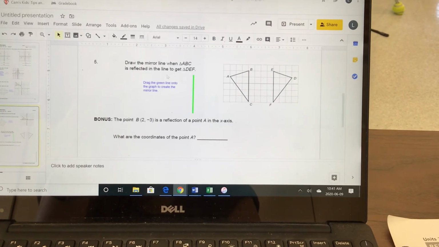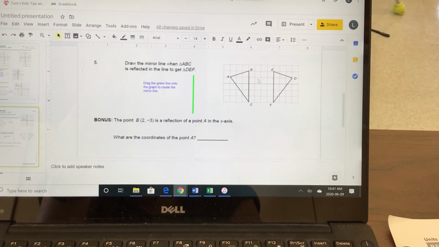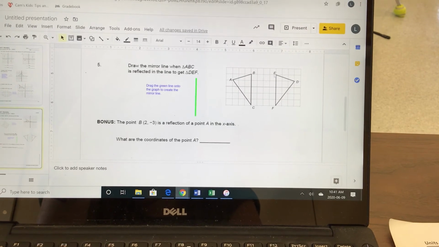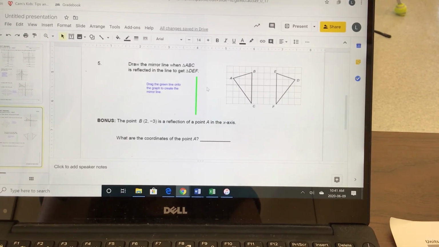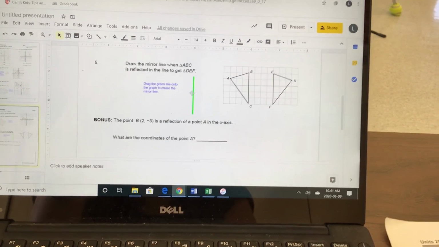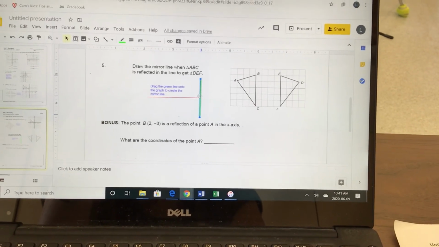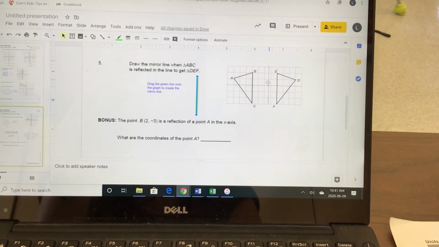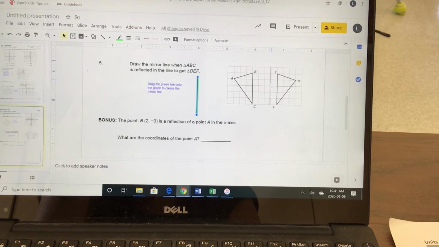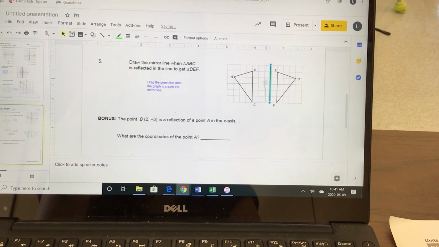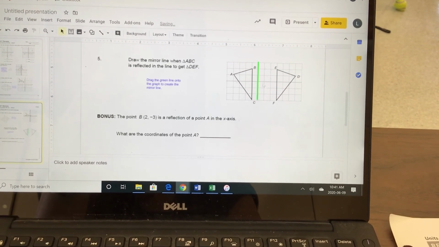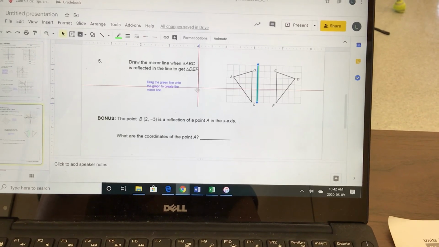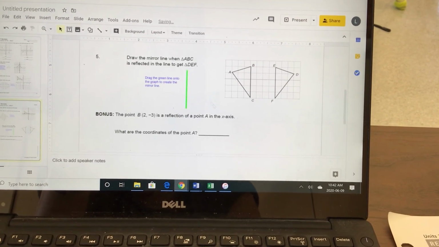For question 5, we're drawing a mirror line between ABC and DEF. So remember, the mirror line is, instead of going across the x to y axis, so I've given you a green line here. So you can just plunk it onto your graph wherever you think that it belongs. I have not put it in the right places, but you can figure out where it goes.